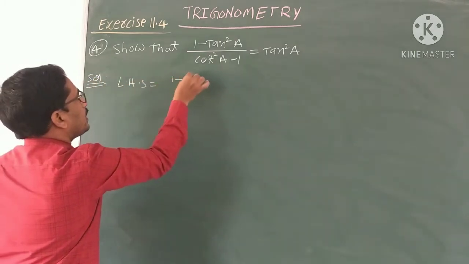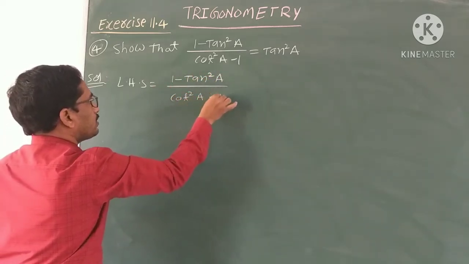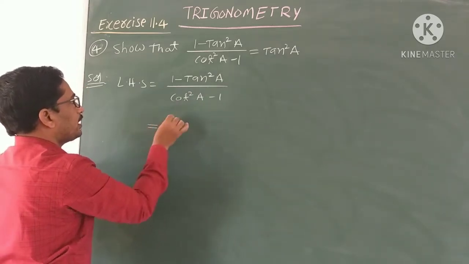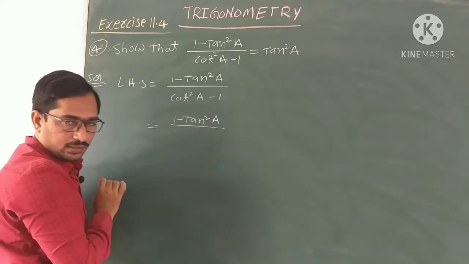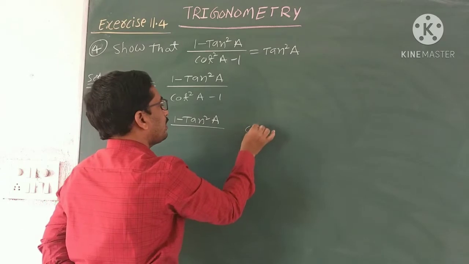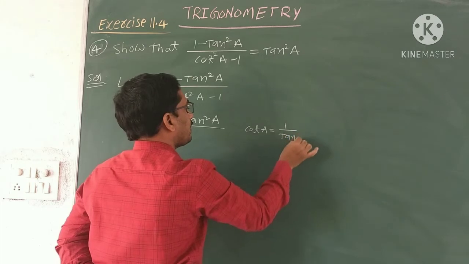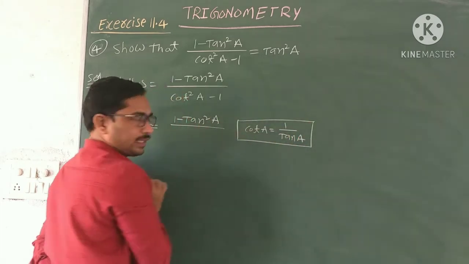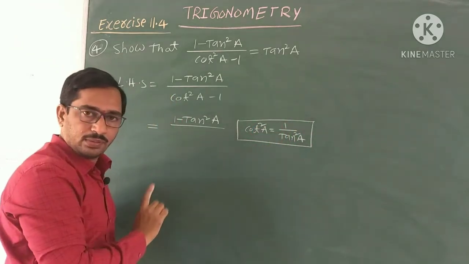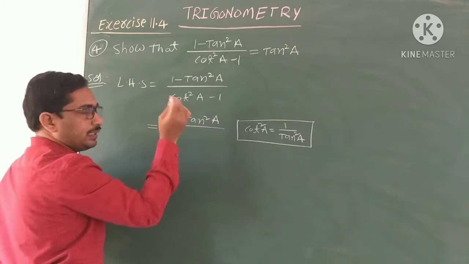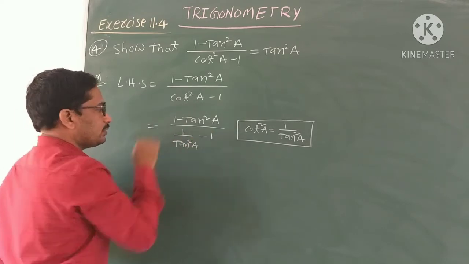LHS equals (1 minus tan square a) by (cot square a minus 1). Don't change the numerator, put it as it is. For the denominator, the formula of cot a in terms of tan: cot a equals 1 by tan a. So cot square a means 1 by tan square a. So express cot in terms of tan: 1 by tan square a minus 1.